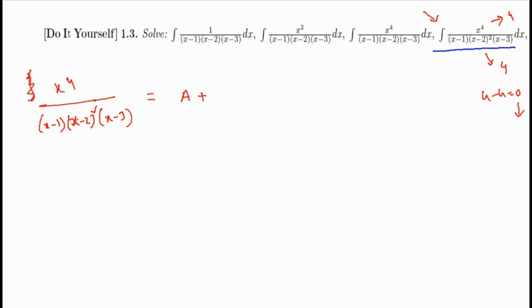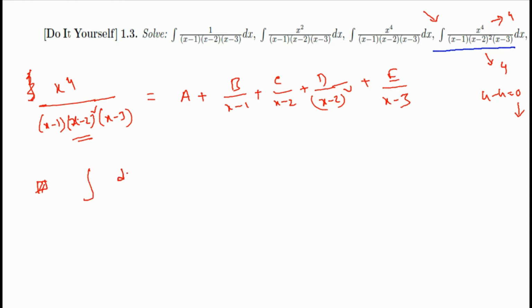So a plus b by x minus 1, plus here square is there, so c by x minus 2 plus d by x minus 2 square plus e by x minus 3. And you can just use the previous type of idea and you can easily find the values of a, b, c, d and e. And another one I would like to discuss is, say, integration dx by x cube plus 1.